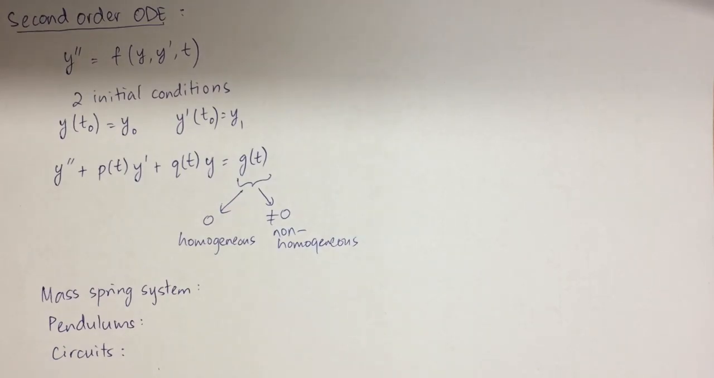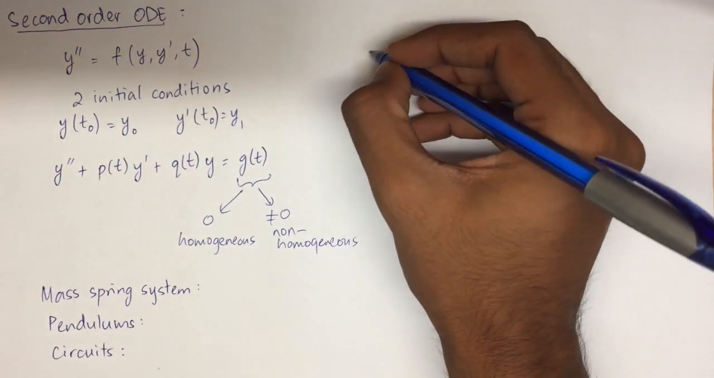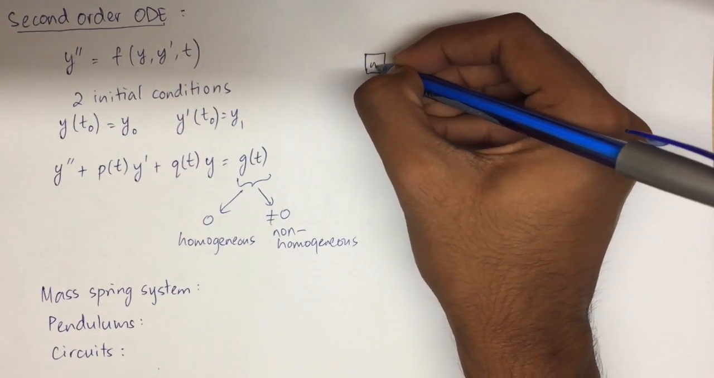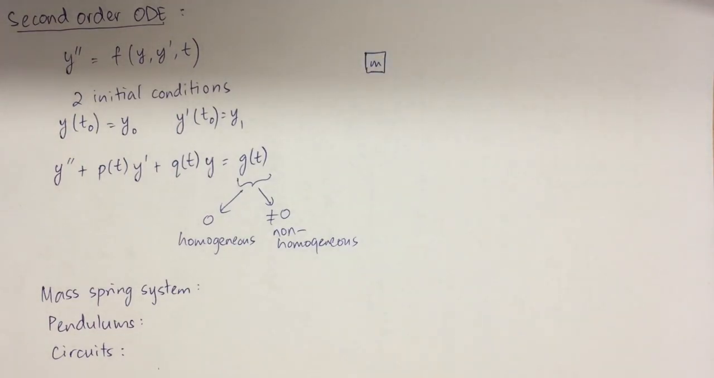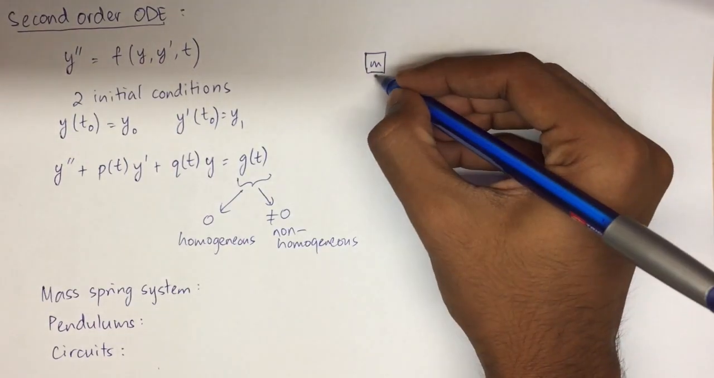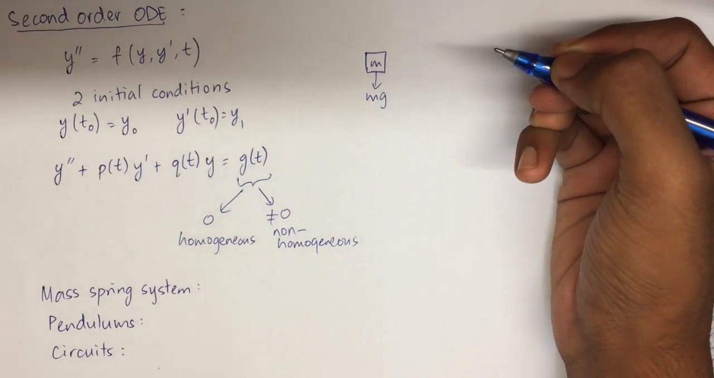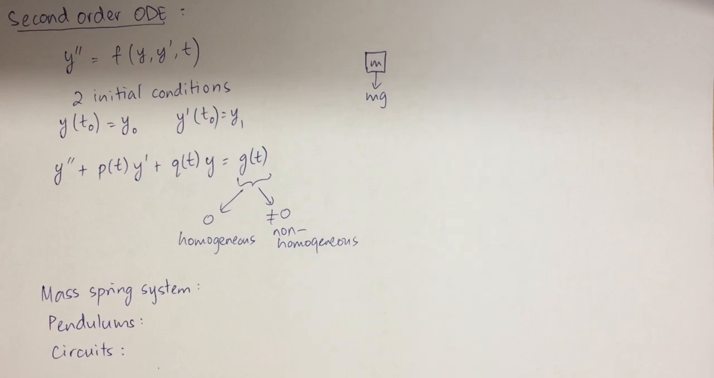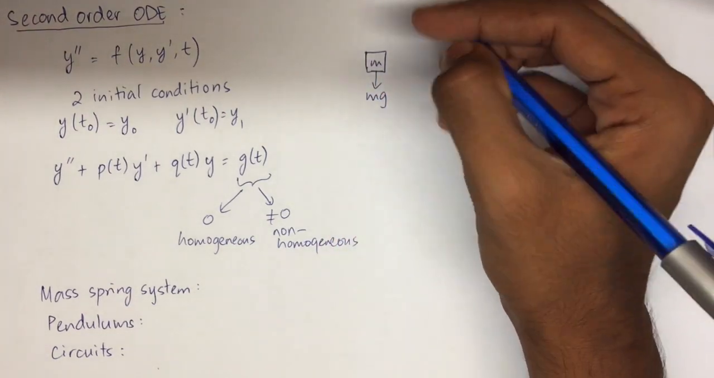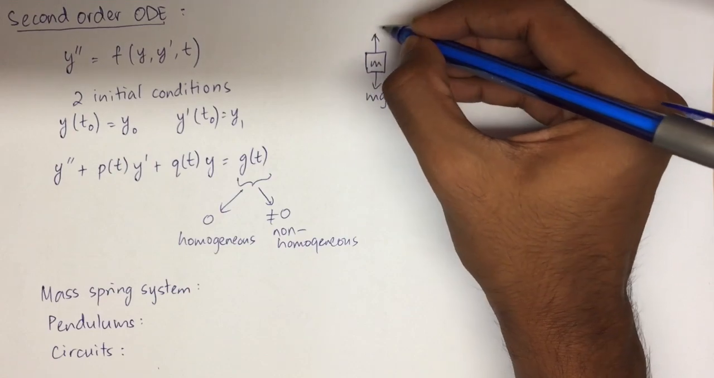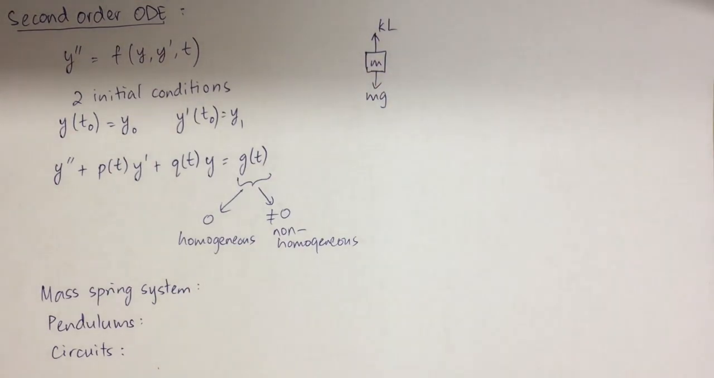Here we're going to look at the mass spring system and come up with the equation for it. If you have a block of mass m, we definitely have a gravitational force mg acting downwards. And if you have a spring on top of it, we have kL, which you have already learned, where k is the spring constant and L is the extension being produced. That is the spring force, which acts upwards.